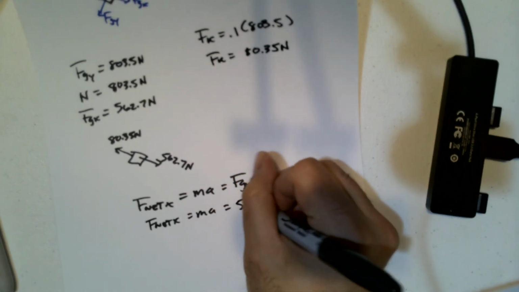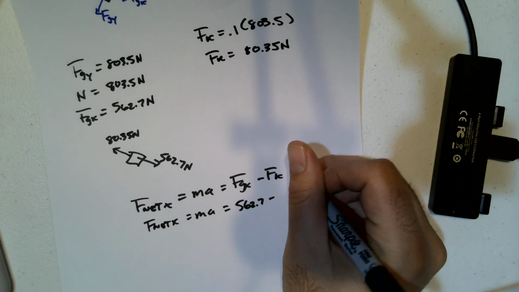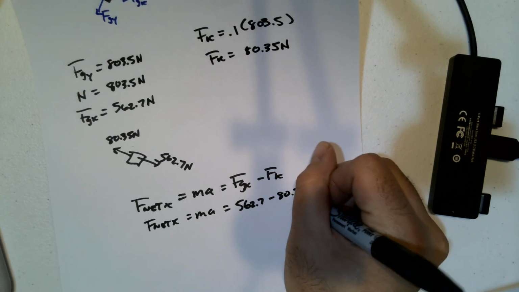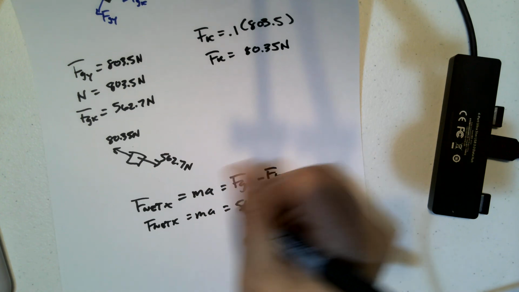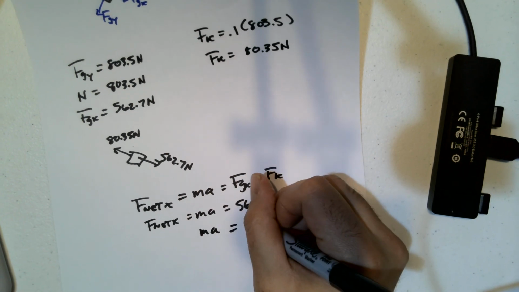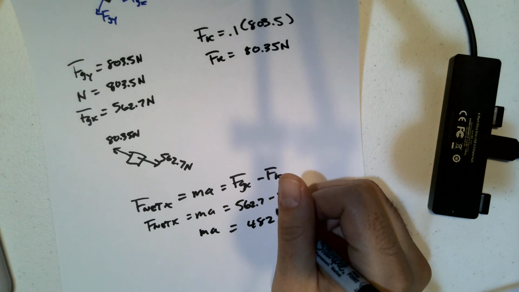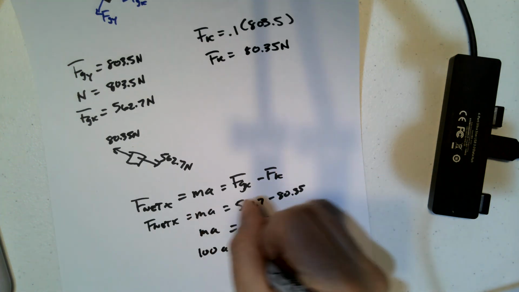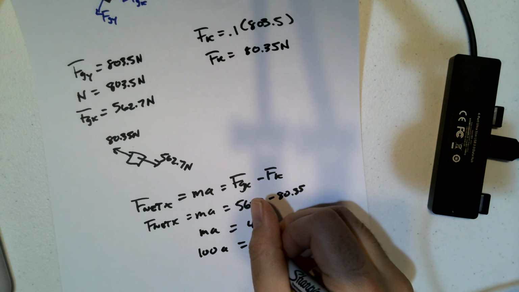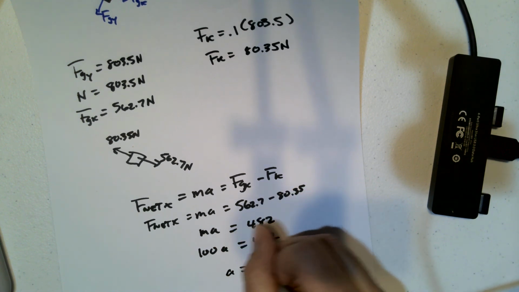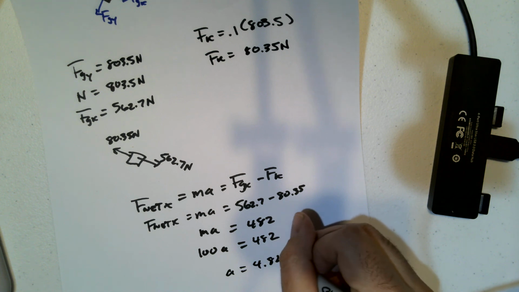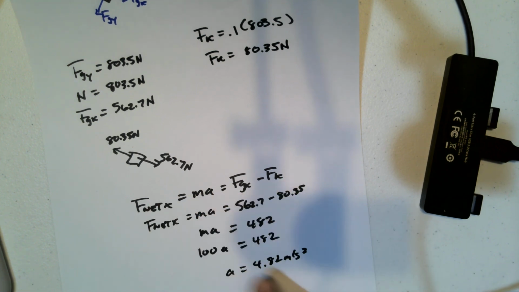So we can plug in the numbers: 562.7 minus 80.35. When I do that, I believe I get about 482 newtons. Now we also happen to know the mass here. So our net force is 482 newtons, and when we divide by the mass of 100, we're going to get our acceleration. Once we've added in friction, we see that it has definitely decreased the acceleration relative to the previous scenario. So we get 4.82 meters per second squared there.